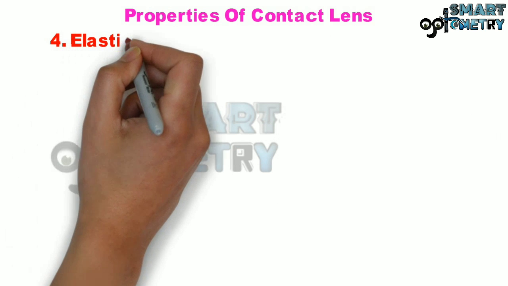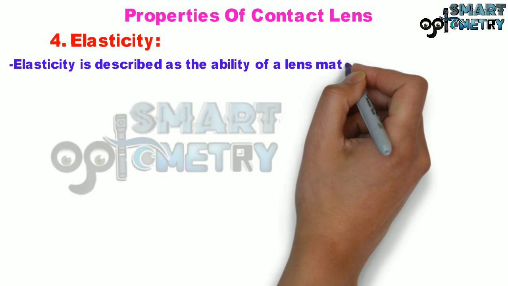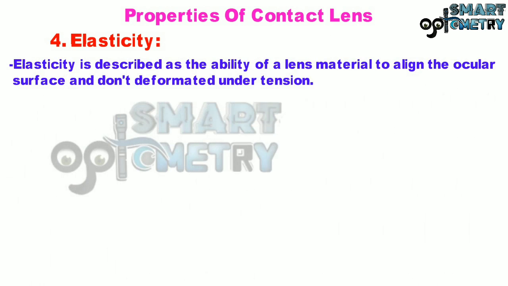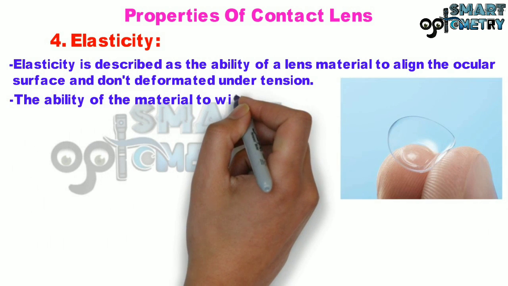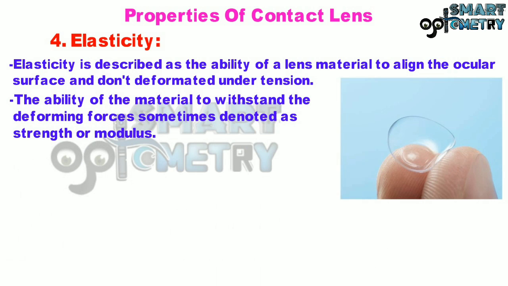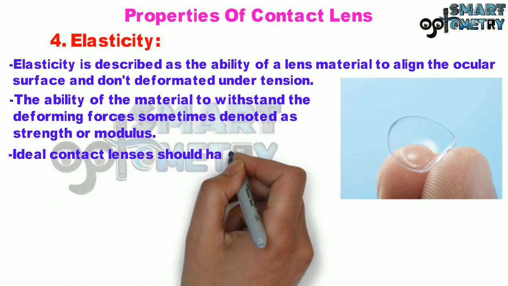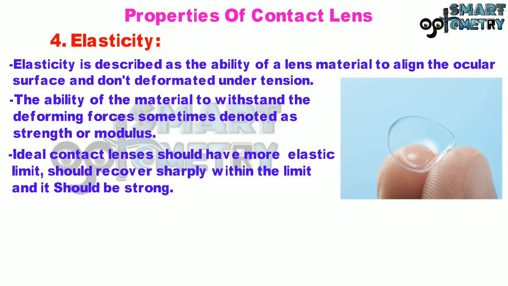Now let's discuss elasticity. Elasticity is described as the ability of a lens material to align the ocular surface and not deform it under tension. The ability of the material to withstand the deforming forces is sometimes denoted as strength or modulus. An ideal contact lens should have a high elastic limit, should recover sharply within the limit, and should be strong.